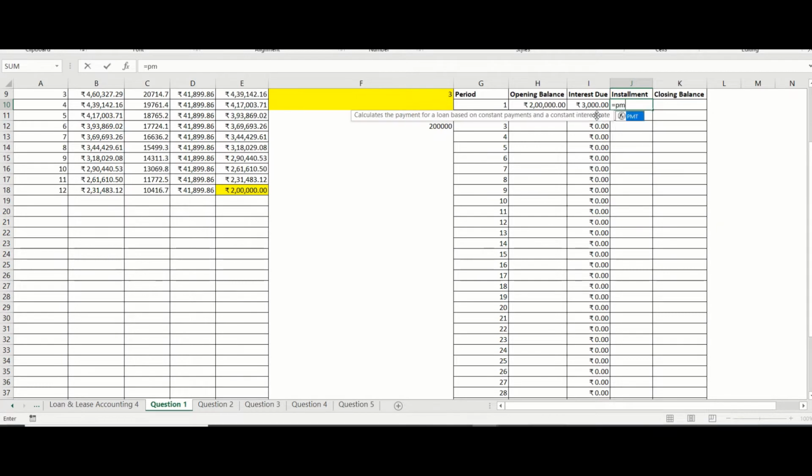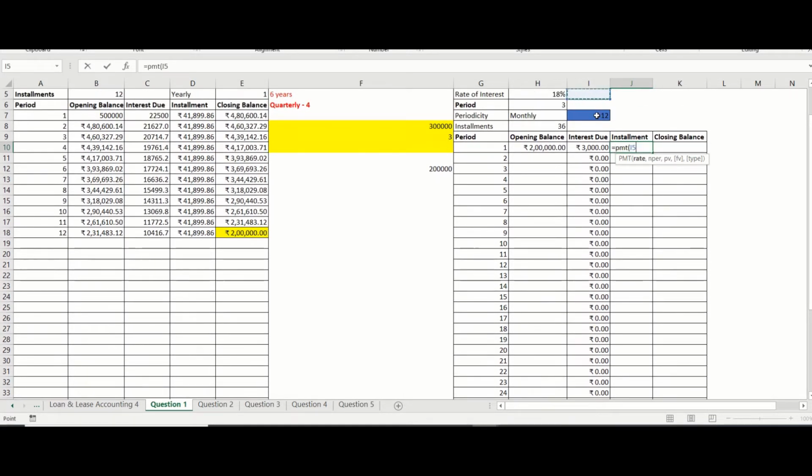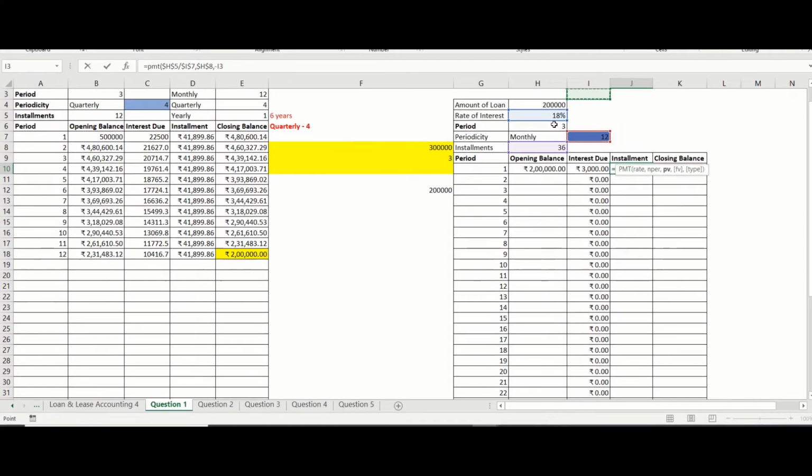We will calculate my payment installment amount. Rate is again 18% divided by the periodicity. My NPER is the number of installments, period multiplied by periodicity. My present value should be negative. This is my present value. Here there is no future value. I'll just run it over.